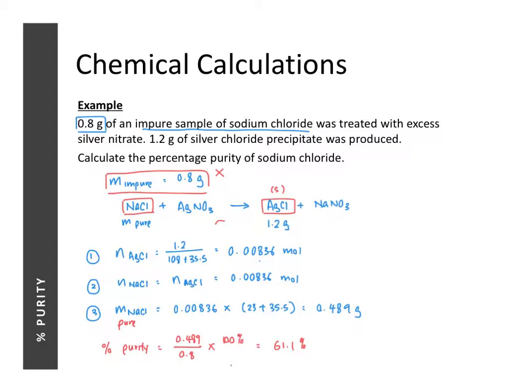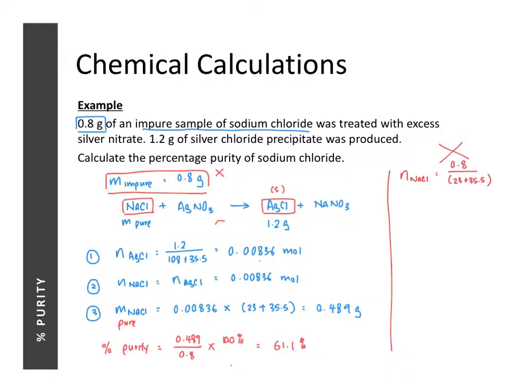Now, the number 1 mistake that students make in such questions is this. When students read the question and they see a mass of 0.8 grams, the first thing they will do is find the number of moles of sodium chloride by taking 0.8 divided by the molar mass of sodium chloride. This is the number 1 common mistake, and this is wrong. When I see this as a first step, it is immediately wrong.